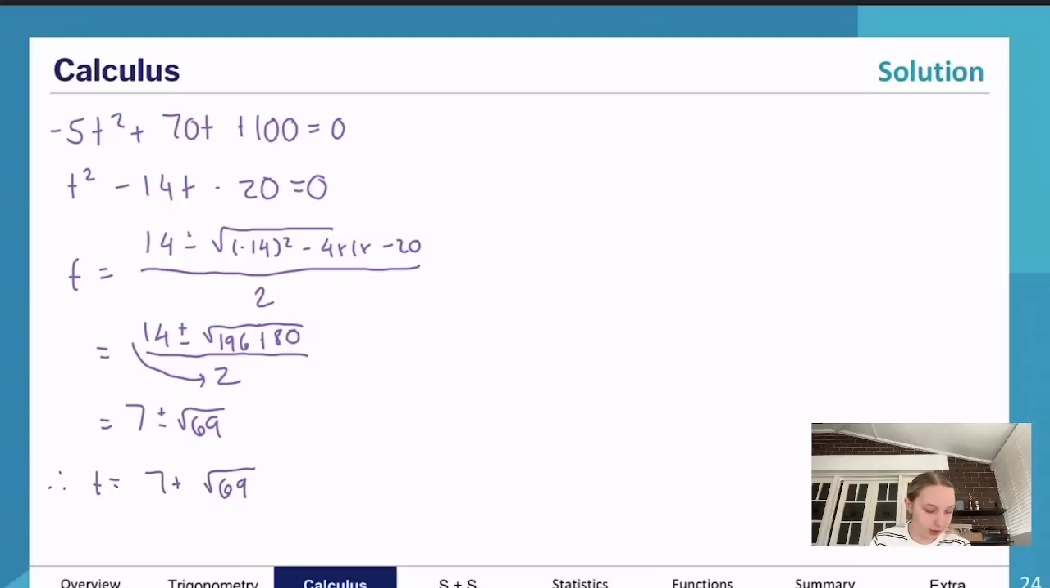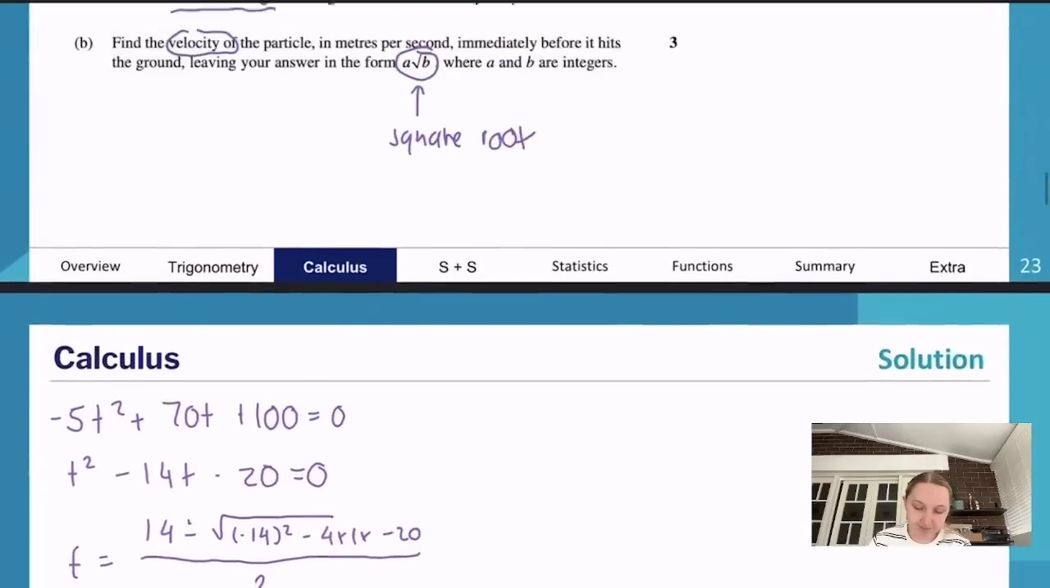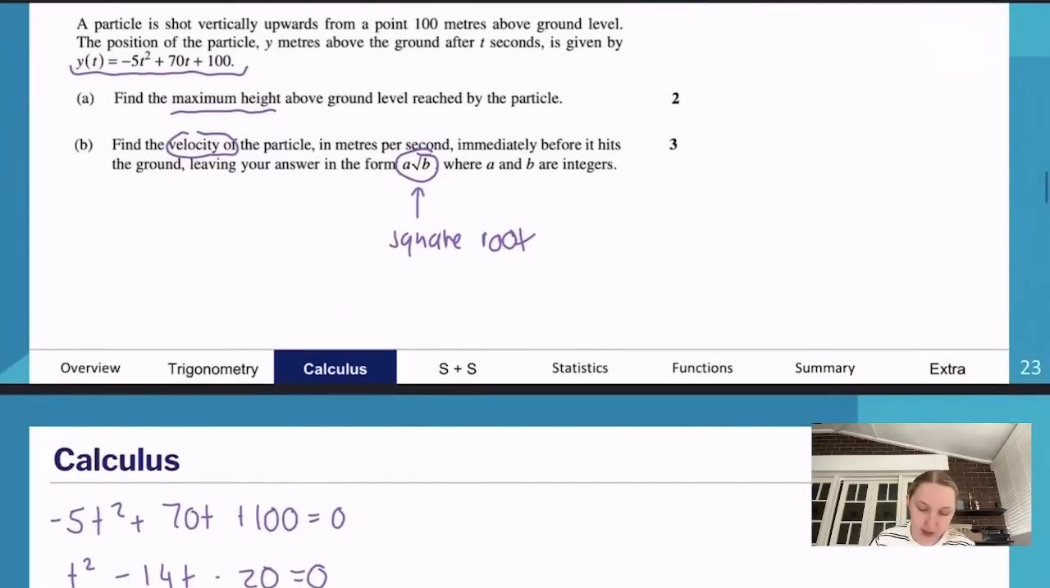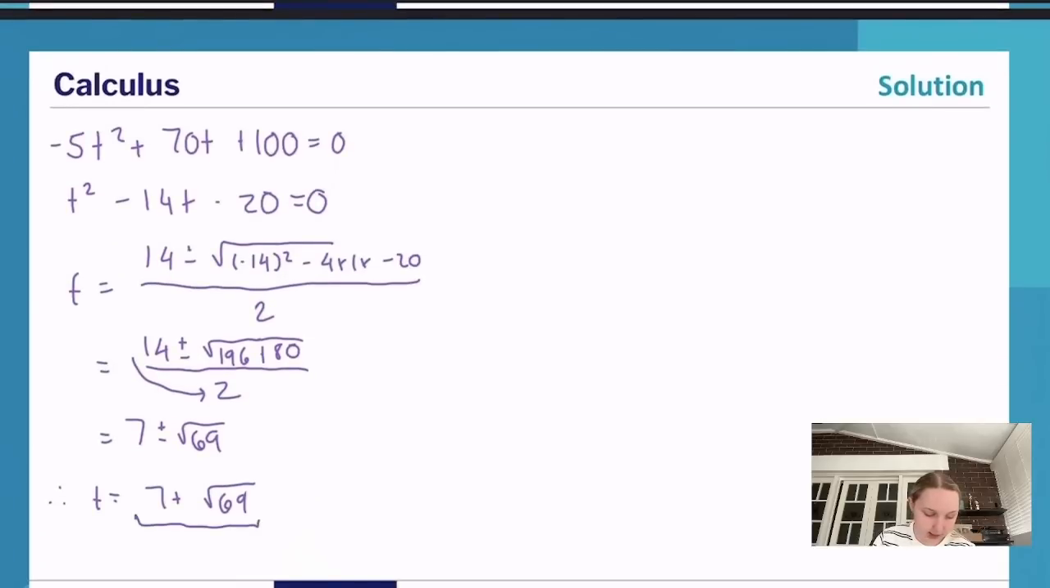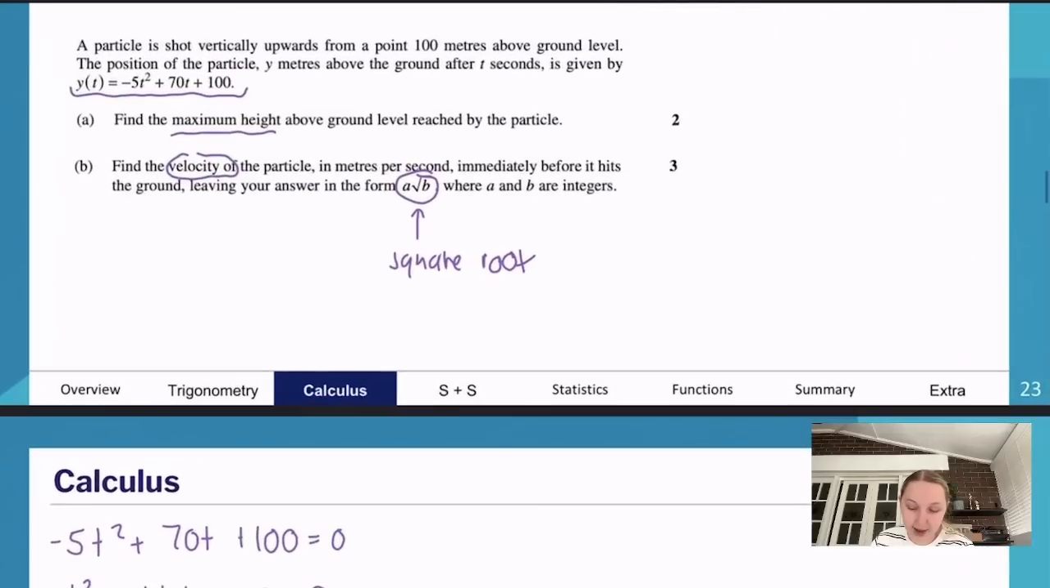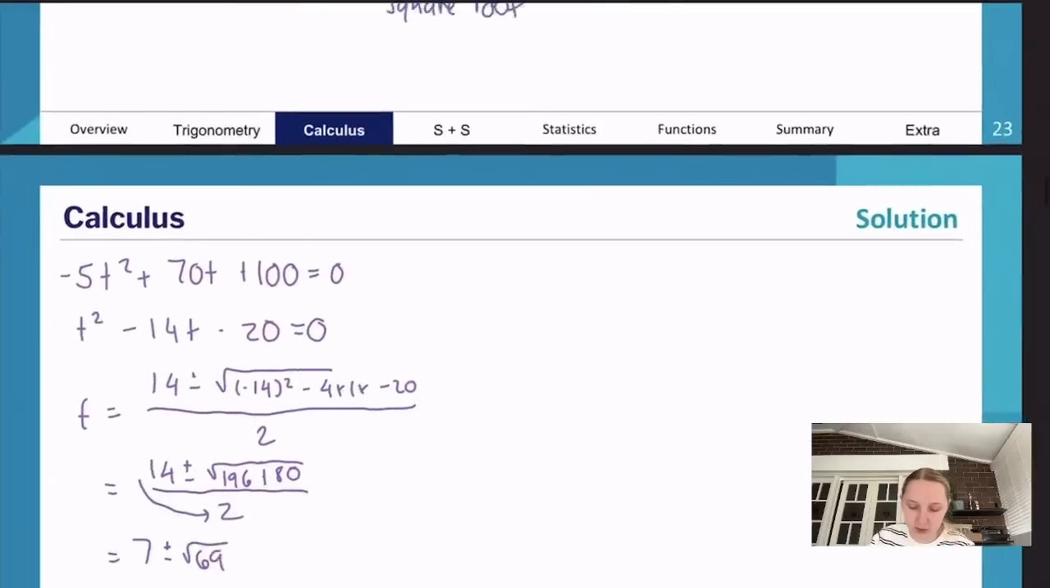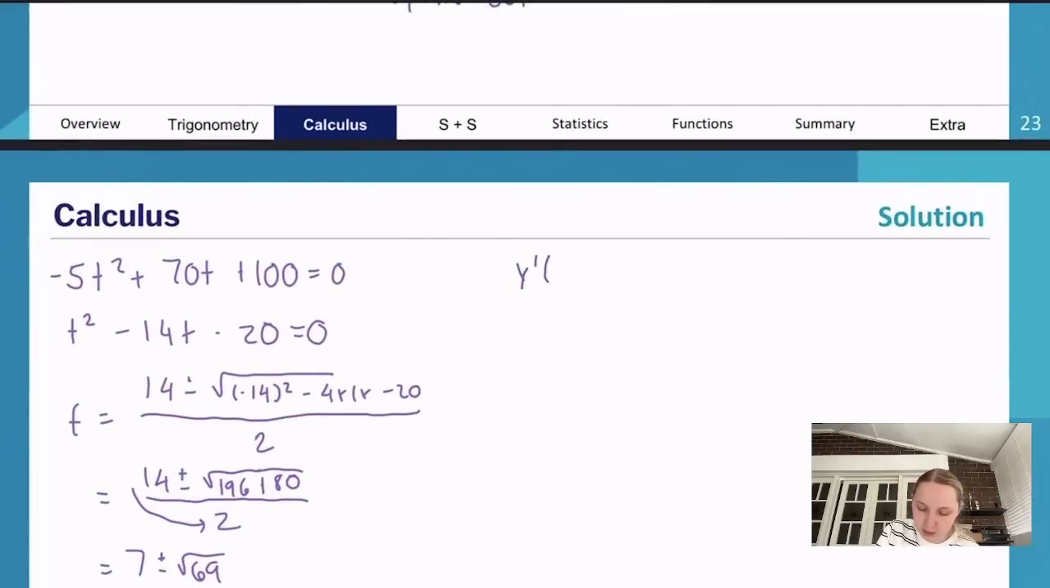Okay, then what we want to do is find when we've got y dash of 7 plus the square root of 69, so that we can get our a and our b, so that we're looking at velocity, right? Because if we're looking at velocity, that's why we want to be thinking about y dash. And then we've got the t that we need to put into that.